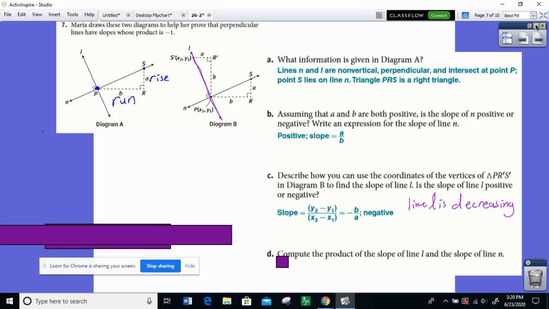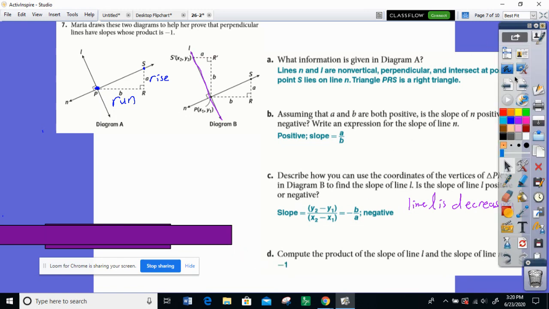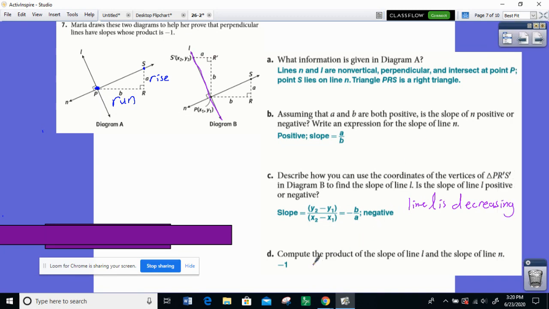Okay, so when we compute the product of the slope of line L and the slope of line N, we get -1. Now let's see how we get that -1. Remember the slope of line N was A divided by B. The slope of line L was in the numerator negative b divided by a. Well, a over a, those a's cancel out. B over b, those b's cancel out. The only thing that's left is the negative sign. And when we cancel out through division, we're left with a 1.